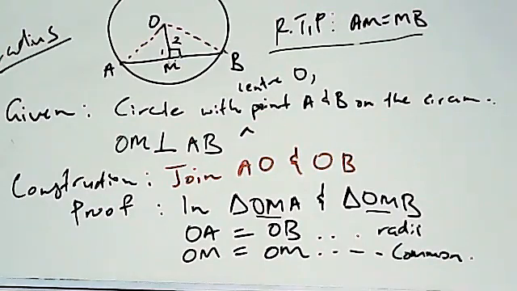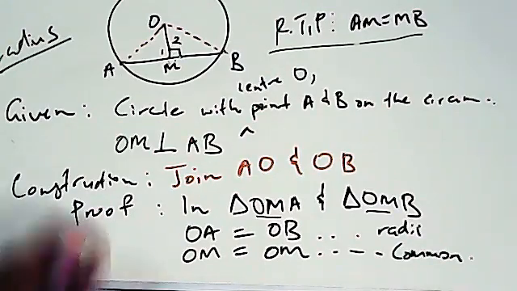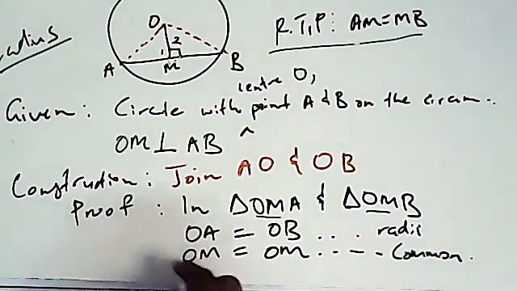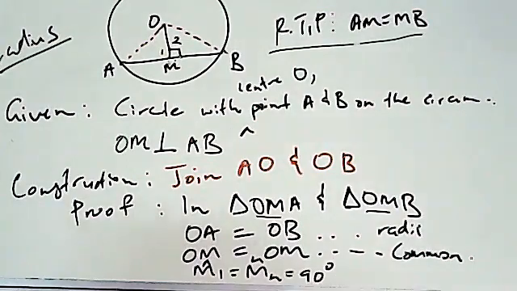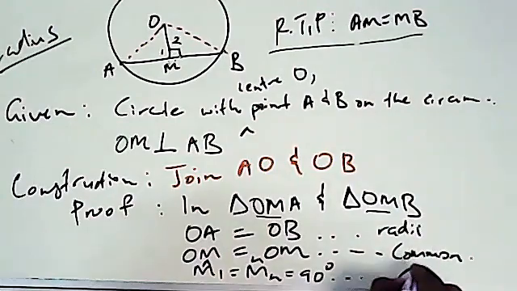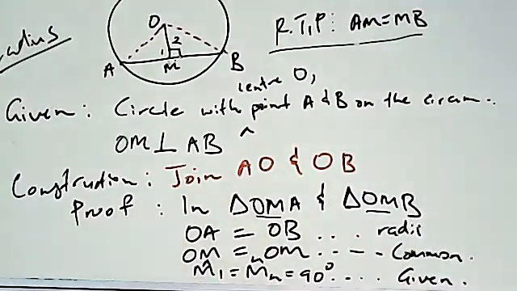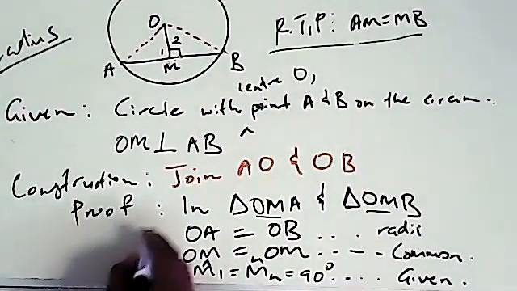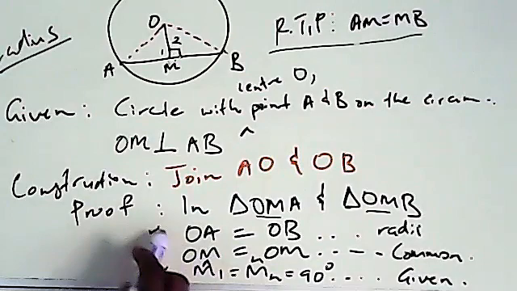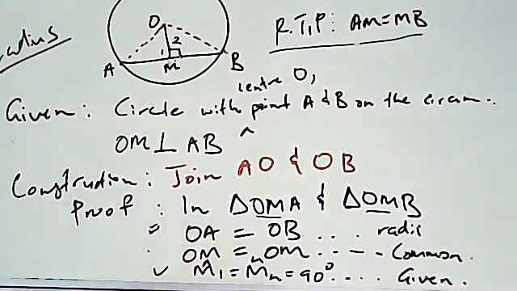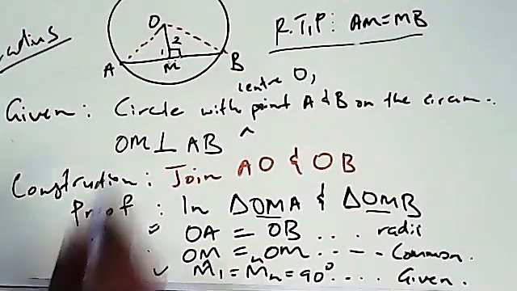I won't write that because of the minimal space, but we'll just say that angle M1 is equal to angle M2 is equal to 90 degrees. They're both equal to 90 degrees. And the reason for that is it's given. It was given to us that this is perpendicular to that at 90 degrees. So we have a side, we have an angle, and this side is the special side, the hypotenuse side. We have a right angle triangle.